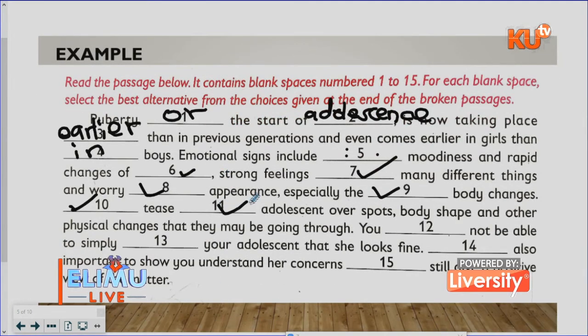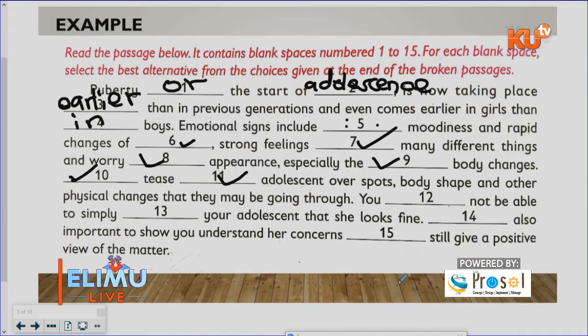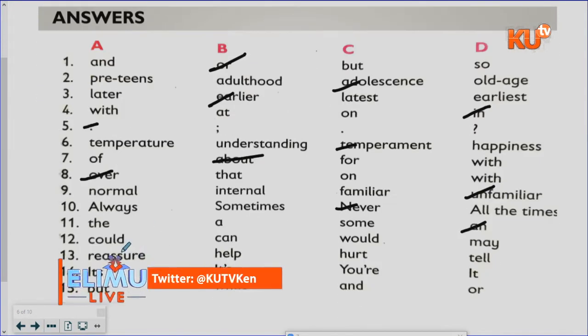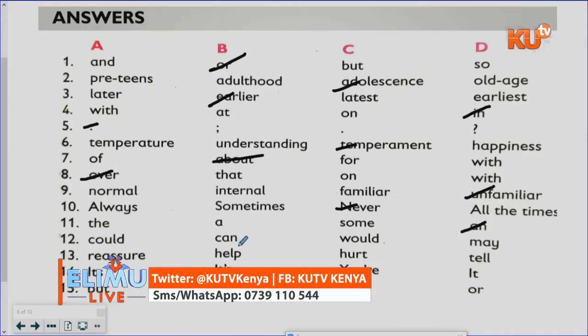Never tease an adolescent over sports, body shape, and other physical changes that they may be going through. You dash not be able to simply dash your adolescent that she looks fine. You could not be able, you cannot be able, you would not be able, you may not be able. The answer there is may, because you're not sure. You may not have the ability. You may not be able.